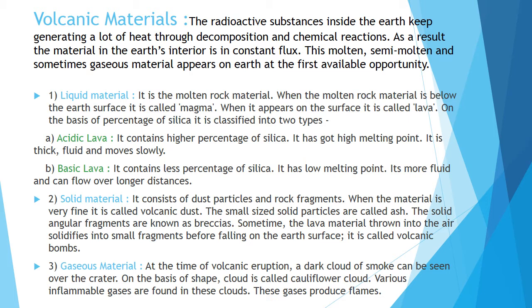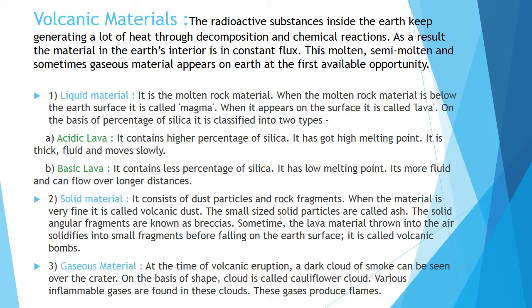Now, what is the liquid material? The rock which is in the form of liquid because of high temperature, we call it molten rock or magma when it is inside the earth. When the same magma erupts and comes onto the earth's surface and then cools down, we call it lava. Now this liquid material is divided into two groups on the percentage of silica present in it. So first is acidic lava and second is basic lava.